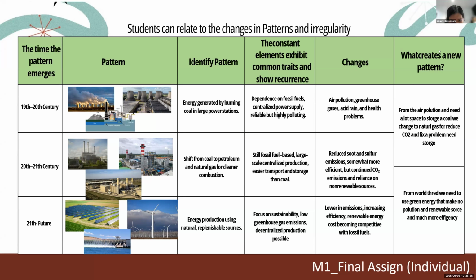But the constant element that you mentioned depends on fossil fuel, because when we burn coal, we still need oil to burn, right? Yeah. At first I was a little confused, but now I understand. We need a bit of fossil fuel to burn the coal.